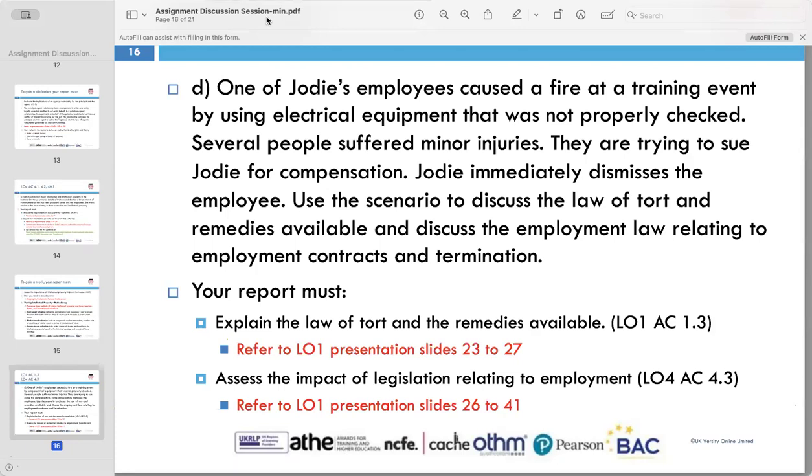Yeah, because in this situation they are trying to sue Jody for compensation. Jody immediately dismissed the employee. If I take those two portions, I can advise Jody: actually, unfortunately, Jody, you made a mistake. You can advise. No, you can't say your decision. Your decision can be wronged. Okay, you understand?